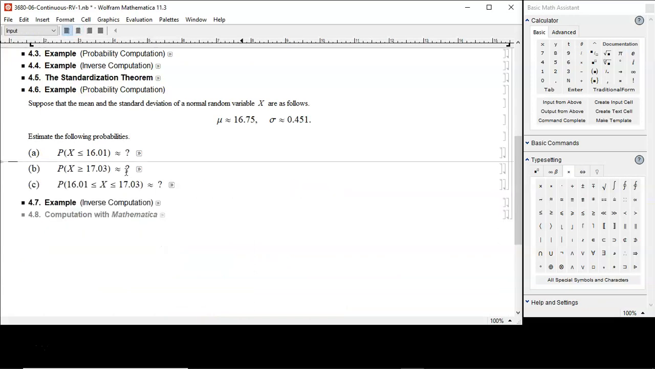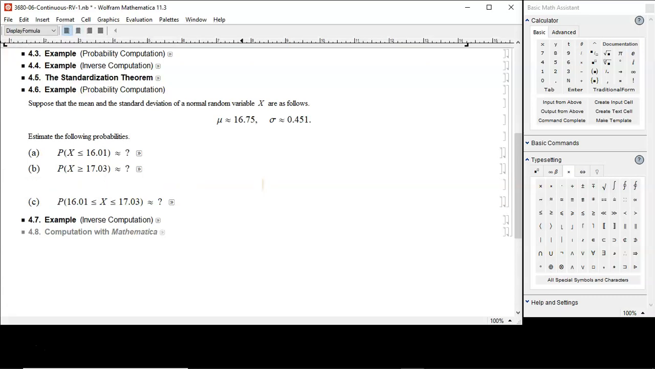Are there more? Okay, how about this problem? Greater than 17.03. Well, greater than 17.03, so it's going to be 1 minus less than that, right? And it's going to be 1 minus the appropriate z-score computation.